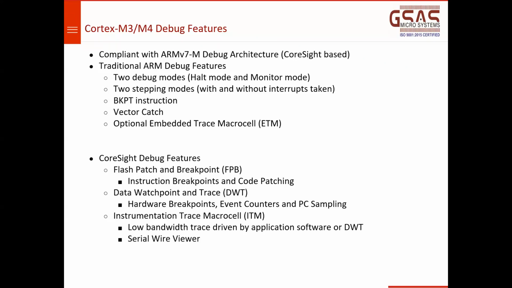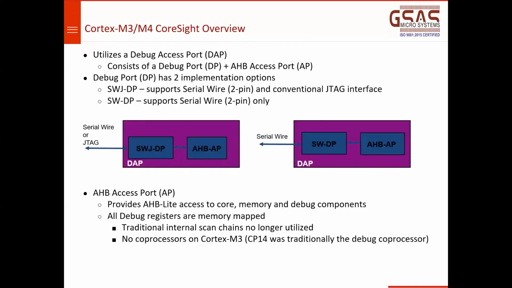These are the various blocks we have. Flash patch and breakpoints. As I told you, in the traditional cores it was only 2 breakpoints, but here with the Cortex-M3, M4, you can put 8 flash breakpoints. Or if you're using watchpoints, if you're using watch variables, there it will be 4 for flash and 4 for variables. And we have the instrumentation trace macrocell, which we'll see in the next slide. So these are the different debug blocks, and the data watchpoint trace and instrumentation trace are the trace blocks. Now we'll see what the CoreSight technology was that went into M3, M4.